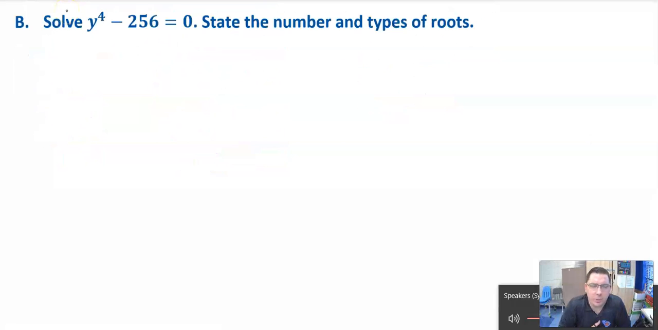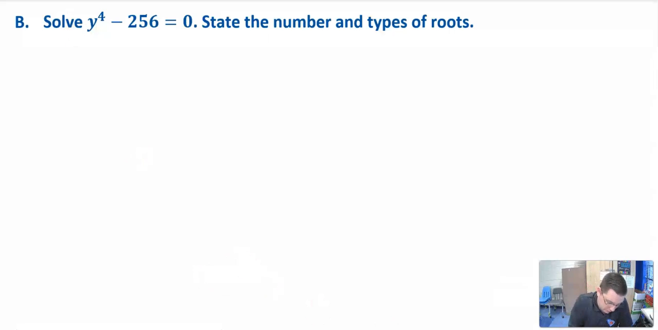In example B, we're given: solve y to the fourth minus 256 is equal to 0 and state the number and types of roots. Now, this is one where we could technically solve it for y, but there are some issues that come into play, and so we've got to be careful here. Now, this is a two-term polynomial, so we want to use some of our two-term polynomial methods, and one of those is the difference of squares. And so what square gives us y to the fourth? Well, y squared squared, right? Minus what squared gives us 256? Well, that's 16, right? 16 squared is 256. And so we're going to separate this out as a difference of squares.